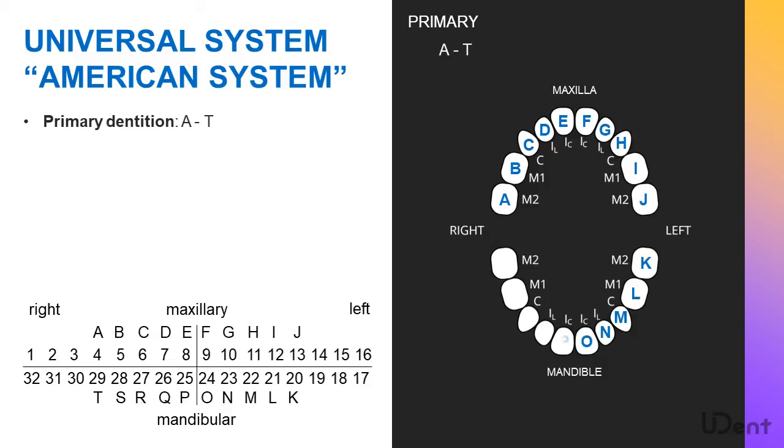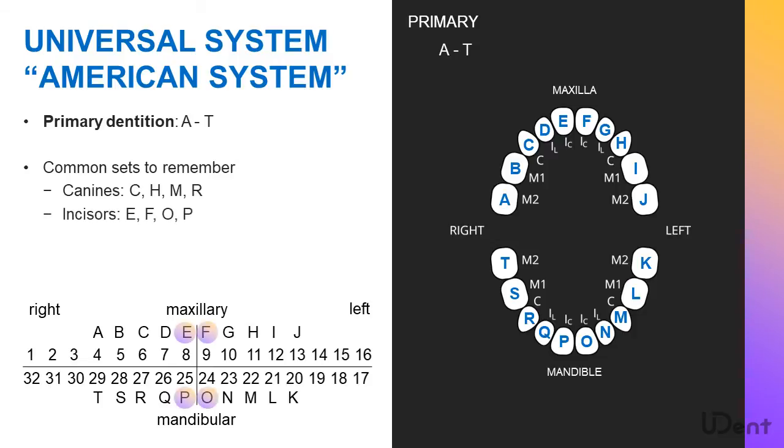The primary dentition's labeling pattern is the same as before. Letters are used instead of numbers, starting with A and ending with T. The common sets of teeth to remember are the canines: C, H, M, R; the incisors: E, F, O, P; and the molars: A, J, K, T.